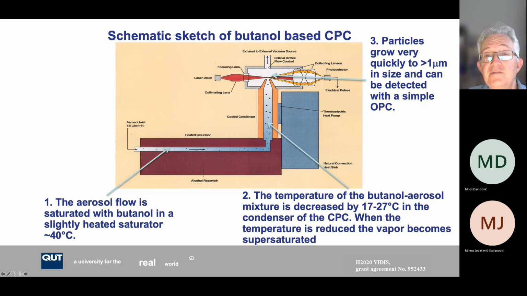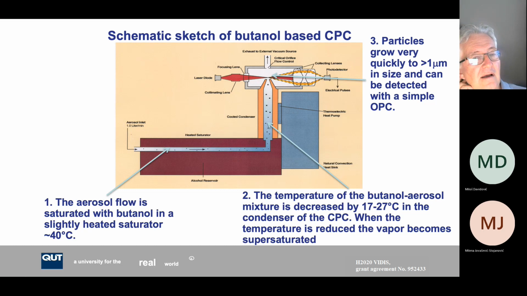They pass in front of a laser beam. They scatter light and the laser diode detects it, so each particle gives one pulse. Usually the temperature in this butanol aerosol mixture ranges from 40 degrees in the heated saturator, cooling down to 27 degrees in the condenser. So differences from 13 to 20 degrees.